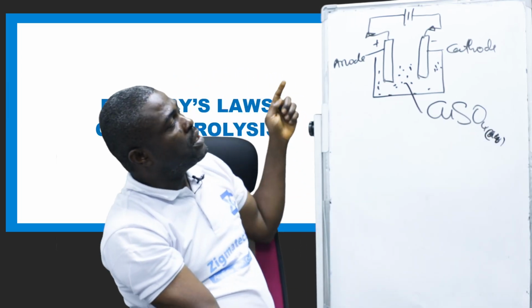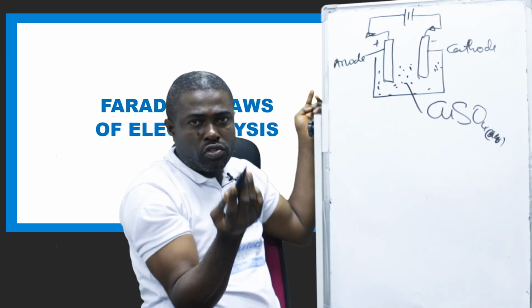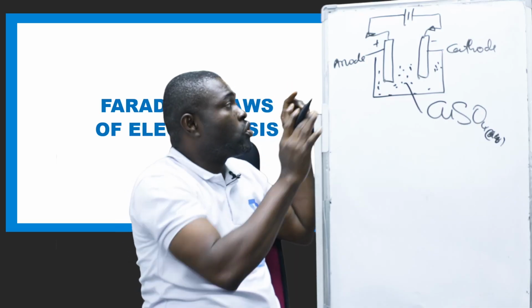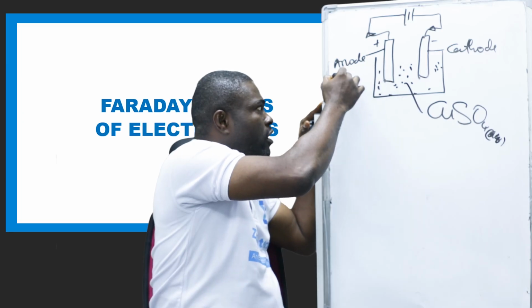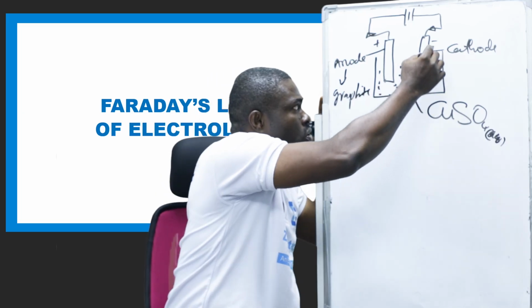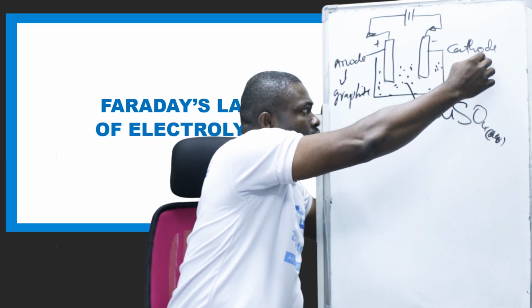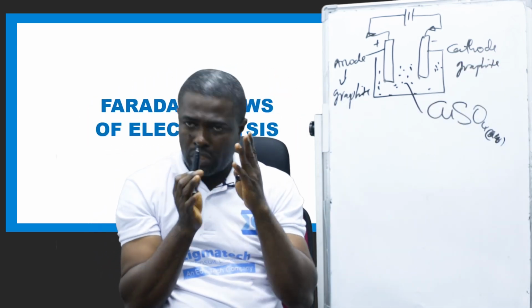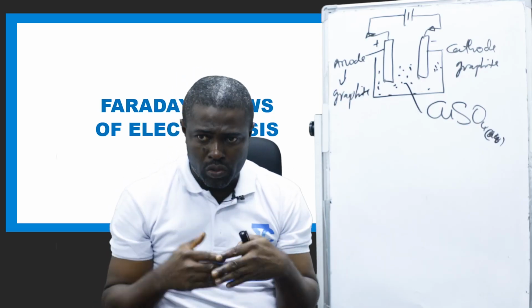Right? Now, the anode is made up of inert electrode. We are not using active electrode. So this is made up of graphite. Also, the cathode is also made up of what? Graphite. So the nature of the electrode is not going to have any effect on this. Now, normal electrolytic process will take place.